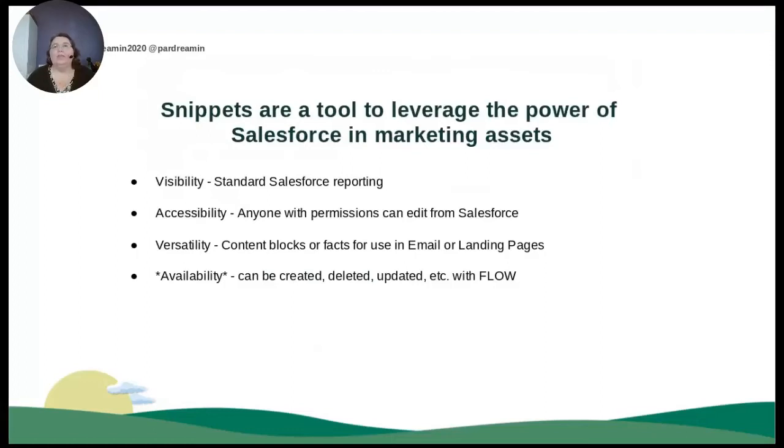That leads us to accessibility. Anybody with permissions can edit the data from Salesforce. And if it's data that lives in another object, you have that ability to shuffle the data between these using a tool like Flow. Versatility. With Snippets, you can use them as content blocks, and you can also use them as granular facts. And you can put those in email templates or landing pages.